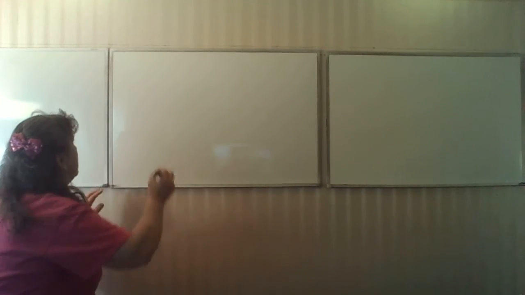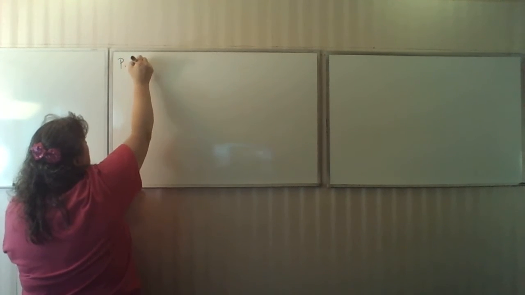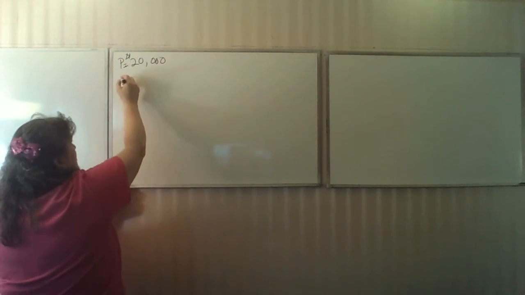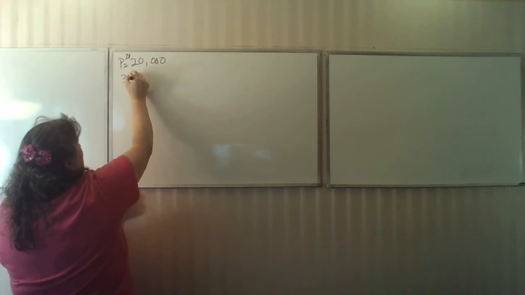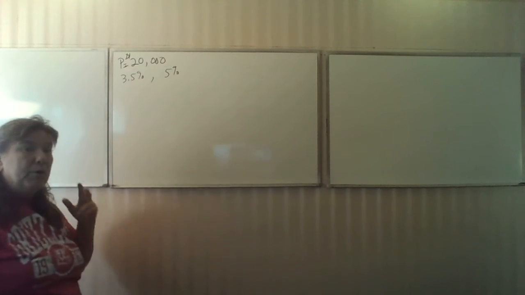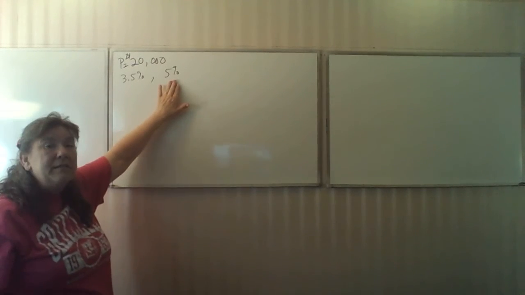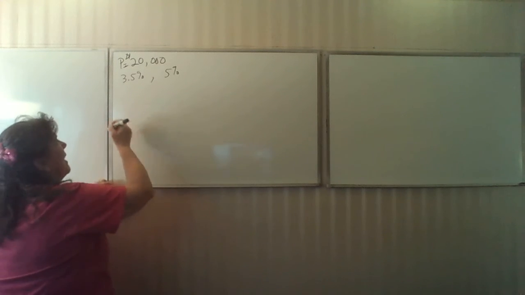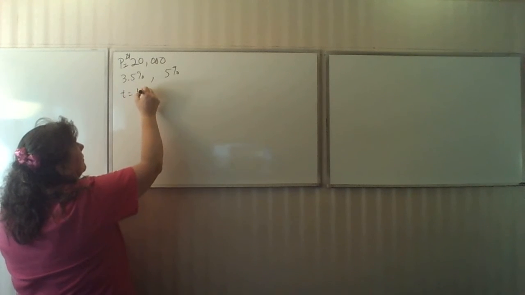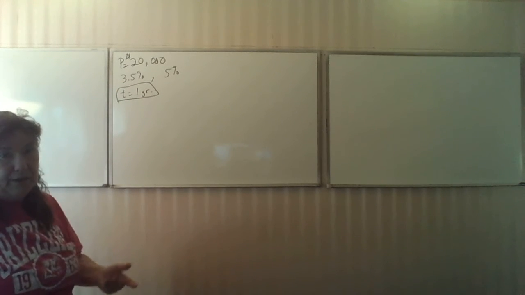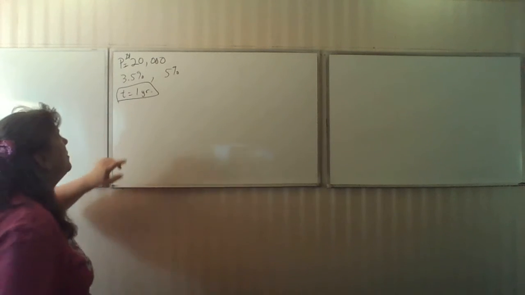And so if we had $20,000, so that's my principal, and I want to invest in two accounts. I have a 3.5% account and a 5% account. So I'm going to put it into two accounts. Higher risk, more money. Lower risk, less money. Okay? So that's the way it goes. Now we're going to do time is 1 year. All of these that use two accounts, we're only going to work with 1 year. So we don't need to worry about our time.